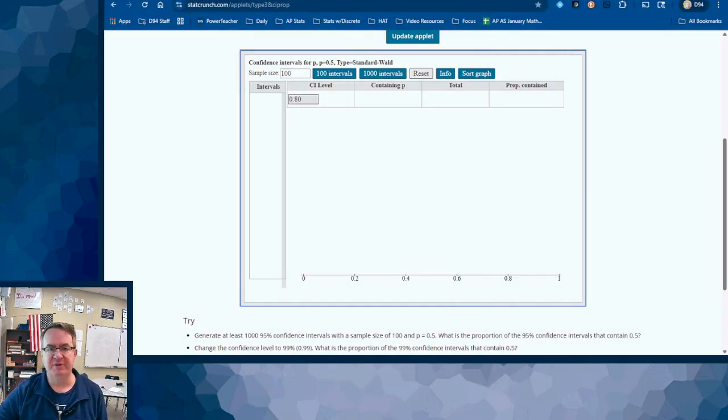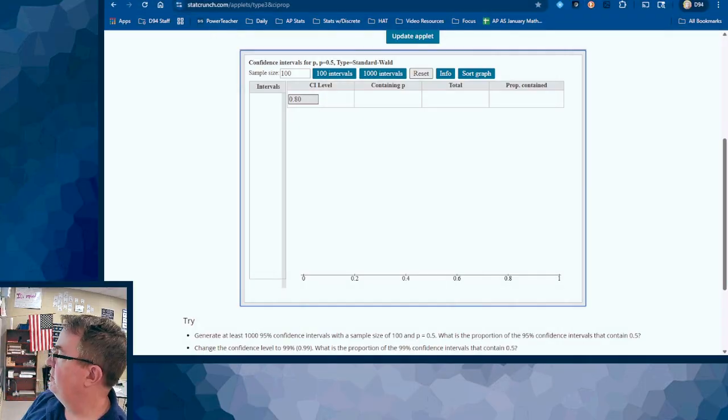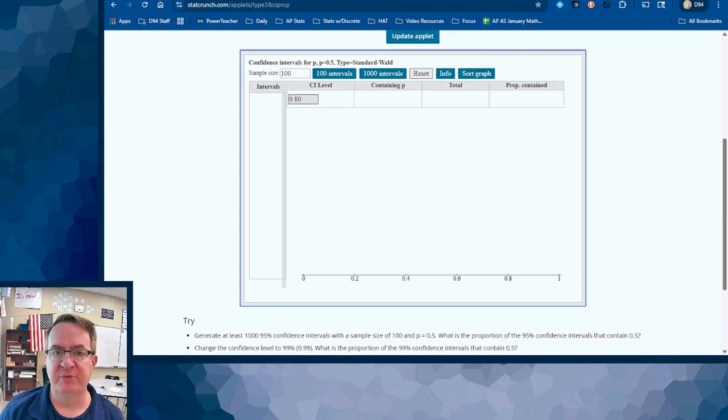So let's get going. All right, so this applet is a little different than the one that you have. What we're doing here is we're going to take 100 samples of a 50%, or what's assumed to be 50%. We're going to try to come up with what percentage of the confidence intervals that we have actually cover or contain that 50%. So I'm going to take 100 of them, and we're doing a confidence level of 80%.